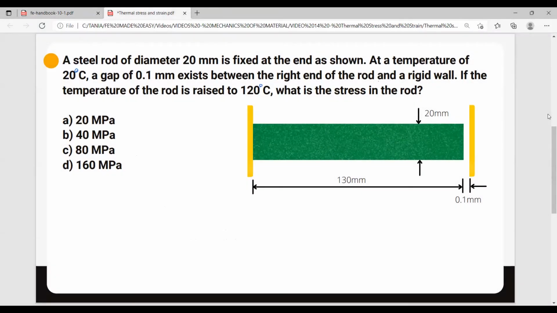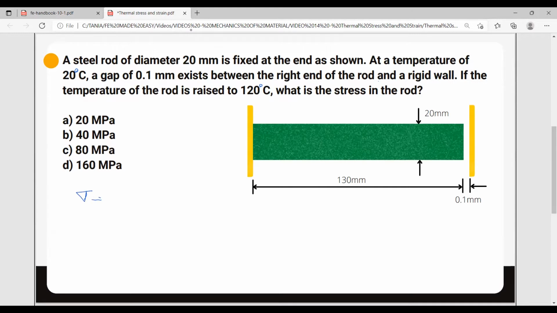Now let's move on with our problem. A steel rod of diameter 20 millimeters is fixed at the end as shown. At a temperature of 20 degrees Celsius, a gap of 0.1 millimeter exists between the right end of the rod and a rigid wall. If the temperature of the rod is raised to 120 degrees Celsius, what is the stress in the rod? So this is our rod, and here it is fixed at this wall, and we have a gap of 0.1 millimeters at the other end. The problem says if the temperature is raised to 120 degrees Celsius, what is the stress in the rod? Let's see, what is the stress?